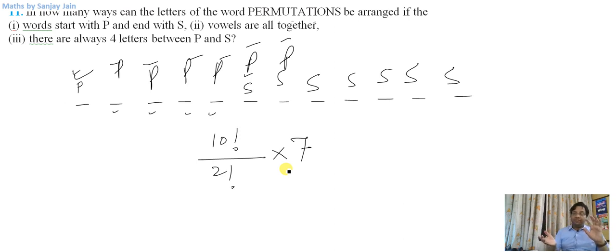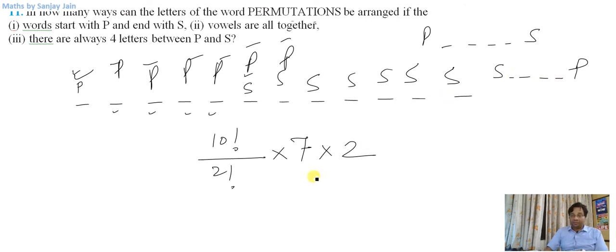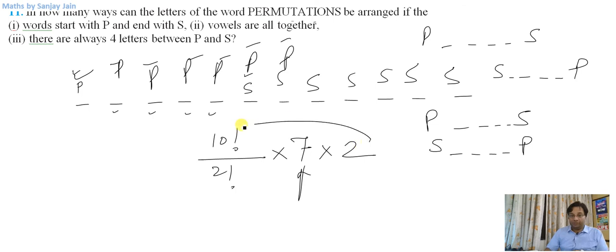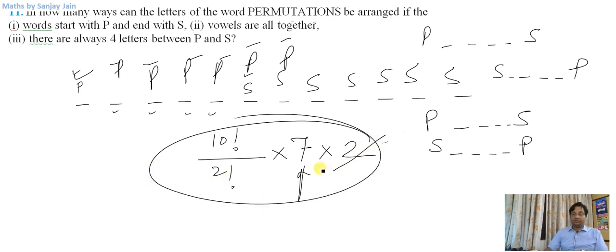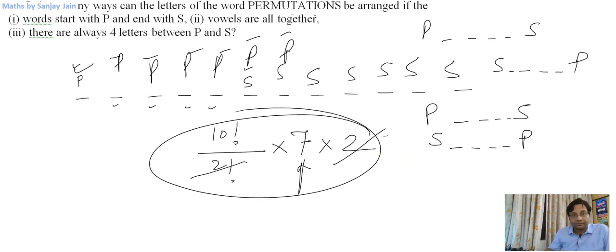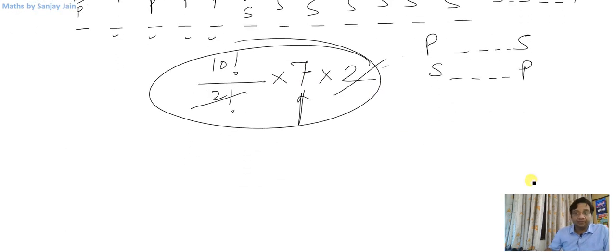Now this can be for S and P also. So I'll have to count it twice, because I have to maintain 4 letters between P and S. So it can be this way also, S, P and then 4 letters. So whatever number of ways I have calculated for P, S in these positions, I have to double it, because these can be like this also. I hope you have understood. So this is your answer, which is, this will be cancelled, 10 factorial into 7. So this was the exercise 7.3.